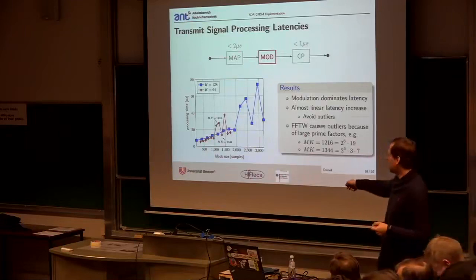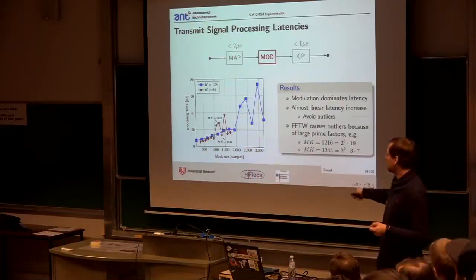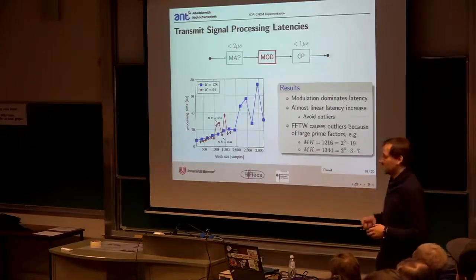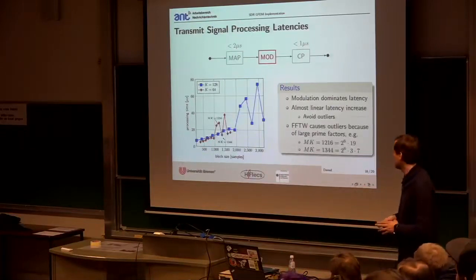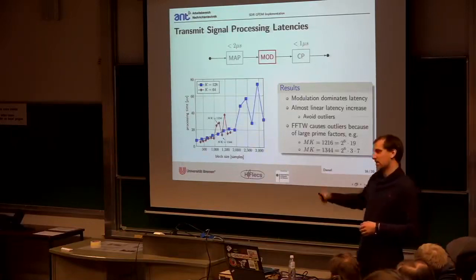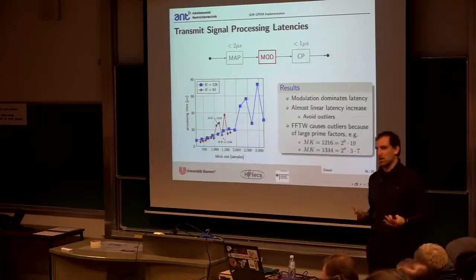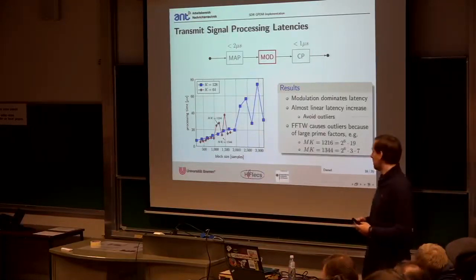And you can see that for two parameter settings, I chose 128 or 64 subcarriers here. And then you just vary the number of time slots you have. You might wonder, why don't we just choose powers of 2 for our modulation?